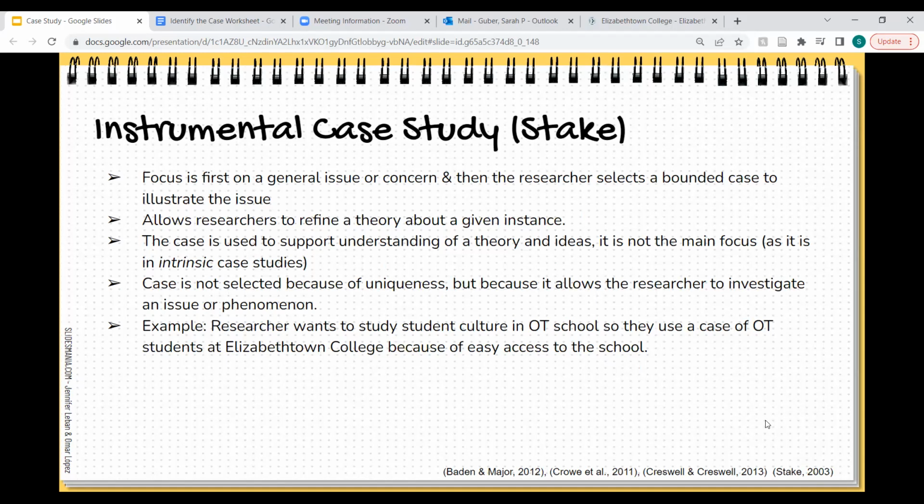The case isn't selected because of uniqueness, but because it allows the researcher to investigate the issue that they want to. So an example of this is if a researcher wants to study student culture in OT school, they may use a case of OT students at Elizabethtown College because of the easy access they have to the school.